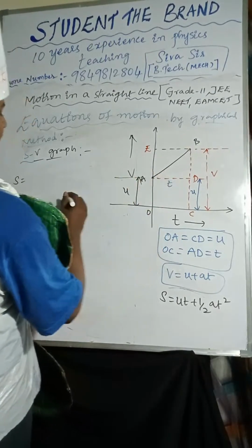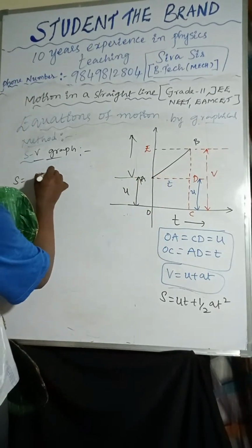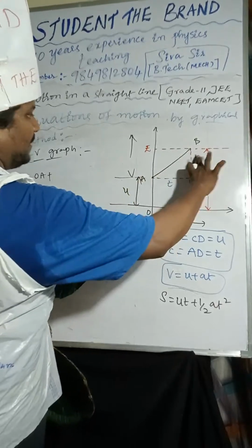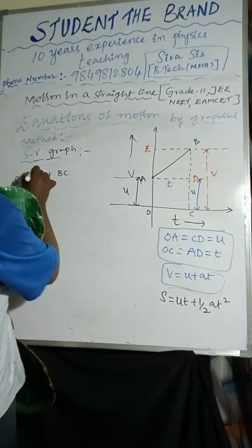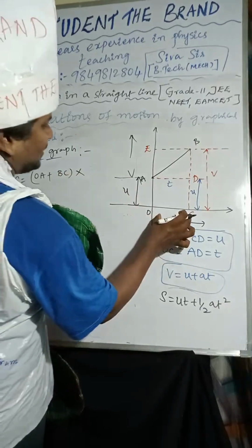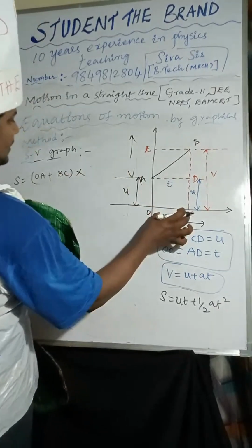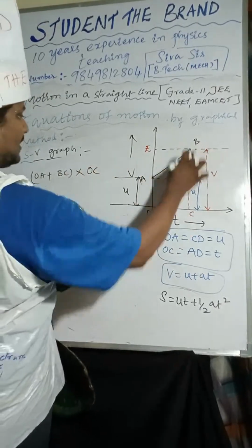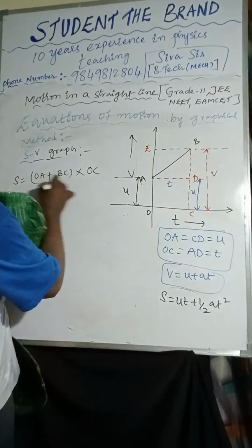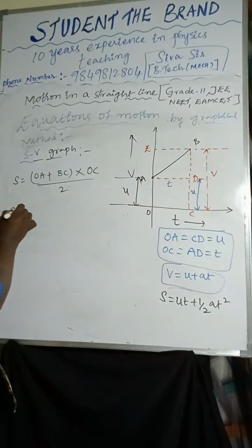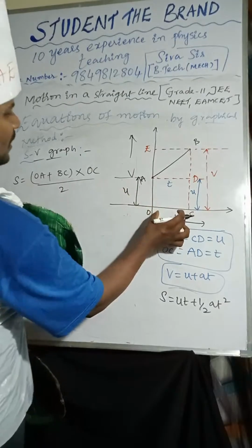So the sum of the parallel sides, OA plus BC, into base. Base is nothing but OC we can take. So this is the OC only, because the entire trapezium we will take by 2. So by 2. So now we are taking OA equal to how much?